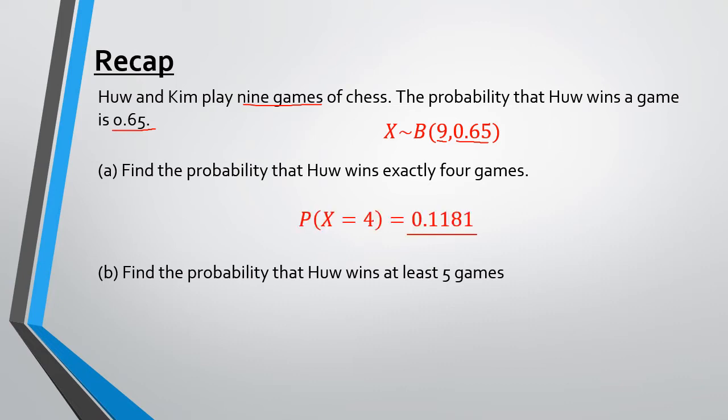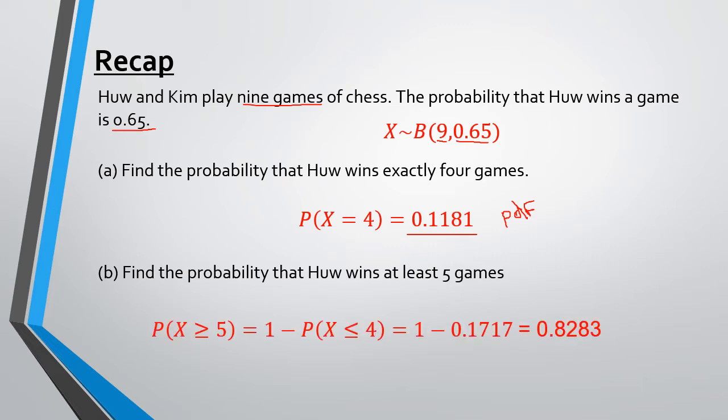These values either come from using the formula, which is in your formula booklet, or you've used binomial PDF. In your calculator, there are two binomials, binomial CDF and PDF. This one is a PDF, as we're looking for an equals to. Now with part B, we want him to win at least 5 games, meaning 5 or above.